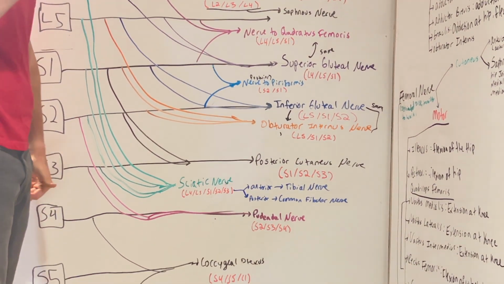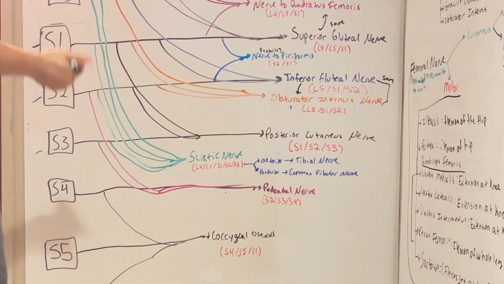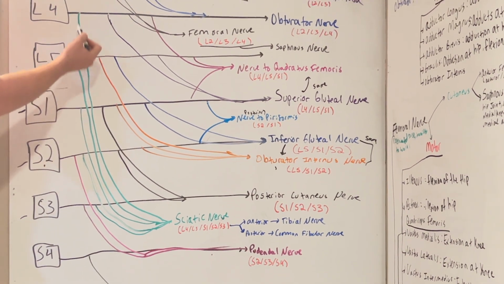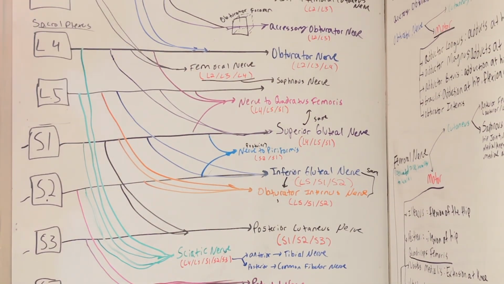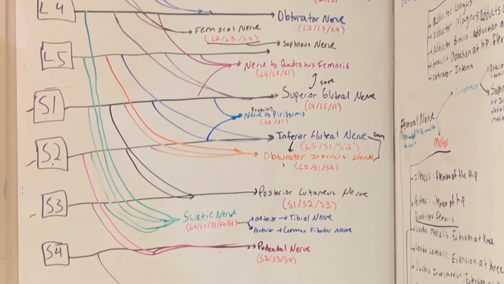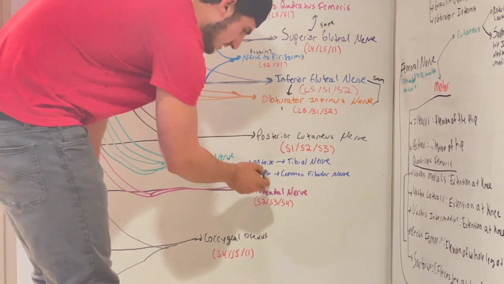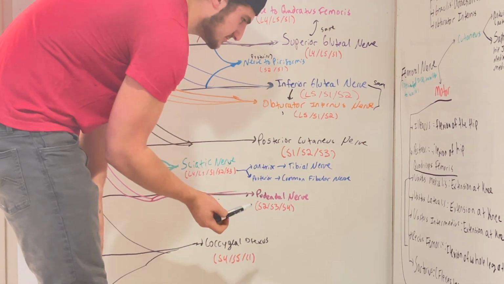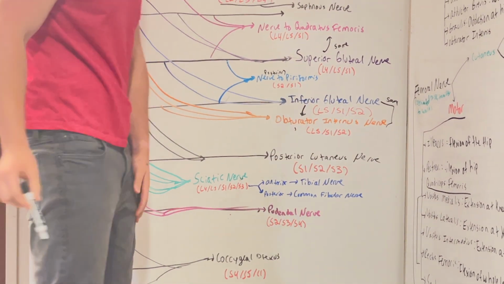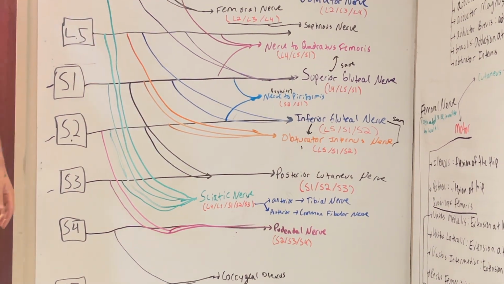This comes from multiple vertebrae. It's coming from L4, L5, S1, S2, S3, right? All of these branches make up the sciatic nerve. The sciatic nerve branches into two other nerves as well. It branches into the anterior and the posterior. The anterior region is going to be the tibial nerve, and the posterior region is going to be the common fibular nerve. Just have to kind of remember that.